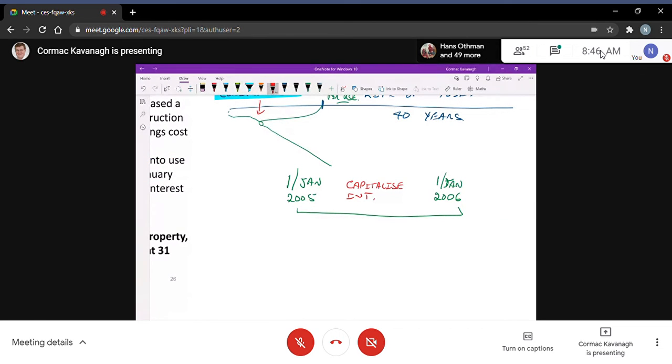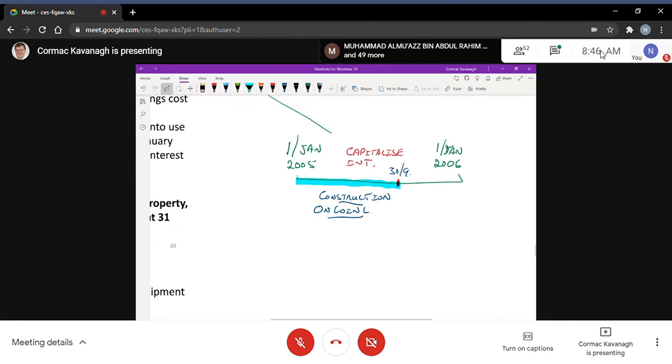So if we take this period, we see here on the 30th of September, we have our first period from the 1st of January to the 30th of September. Construction is ongoing. By this point in time, the asset is fully constructed. Therefore, this is the only period, so we only capitalize 9 months of interest.